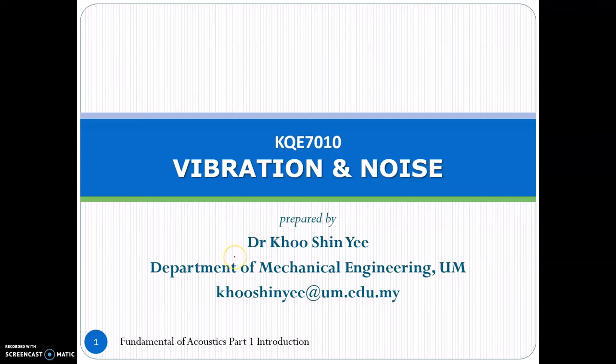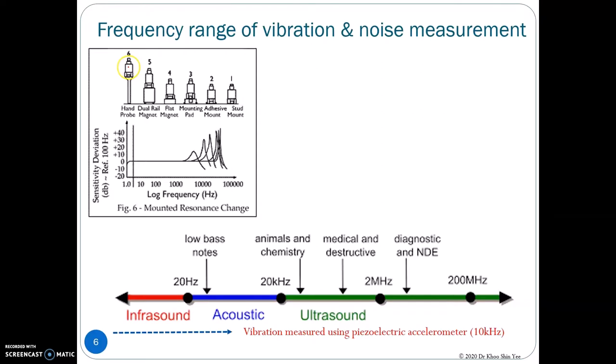Hi, in this video, we will introduce the fundamentals of acoustics. In general, we can use an accelerometer to measure vibration. Based on the configuration here, various frequency ranges can be obtained. For example, if we choose the fourth configuration, which connects the accelerometer to a vibrating body using a magnet, in this case, the frequency response will be like this.